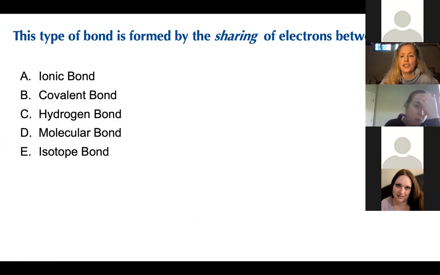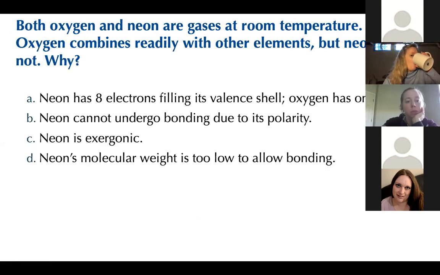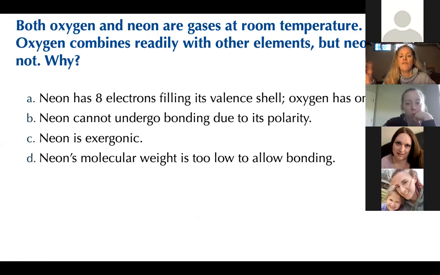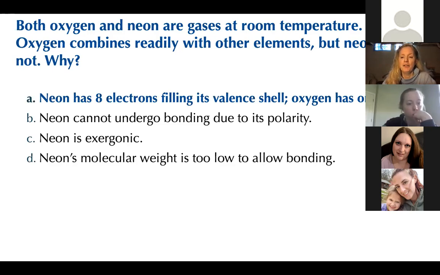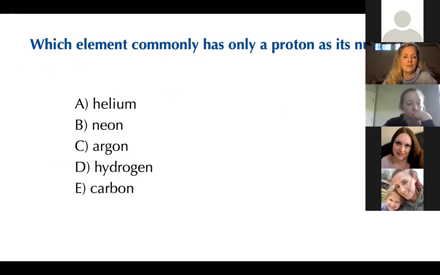Which type of bond is formed by the sharing of electrons between atoms? Covalent bonds. Exactly. Both oxygen and neon are gases at room temperature, but oxygen combines readily with other elements, but neon does not. Why? A, neon's filled up. Its valence is completely filled with 8. Oxygen, we know, has only 6, okay? And it's because of unfilled valence positions that you form the bonds.